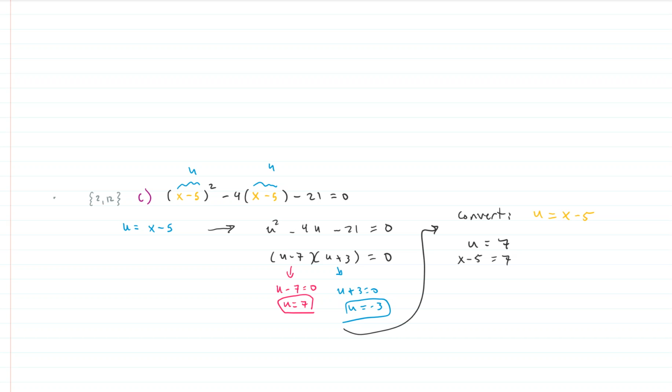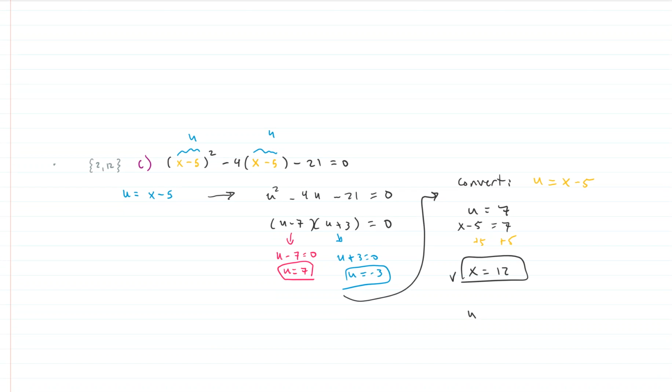So we can add 5 to both sides, and we get x equals 12. If we plug that back into the original, we would see that that gives us a true statement, so that is a valid solution. Let's try our next one.